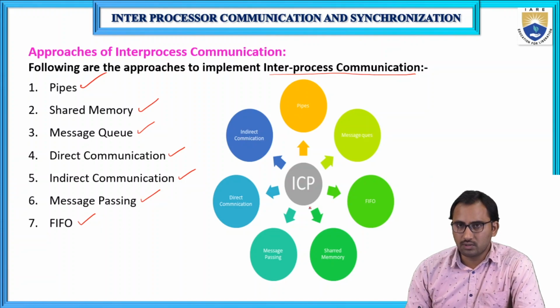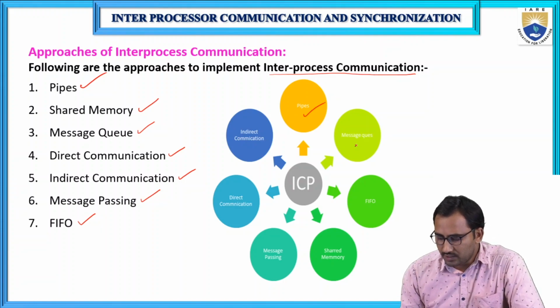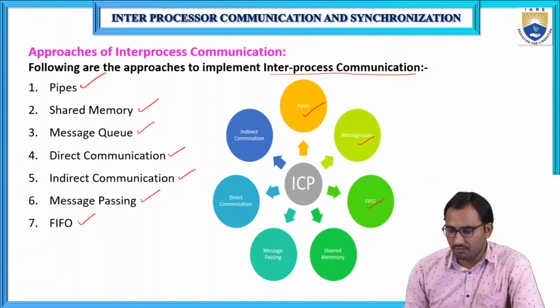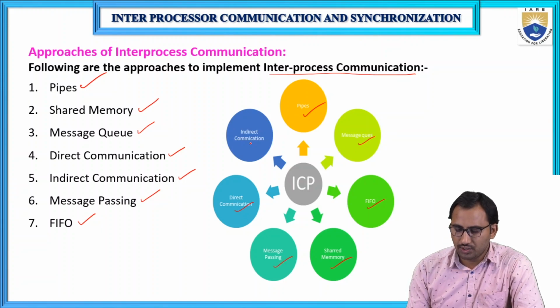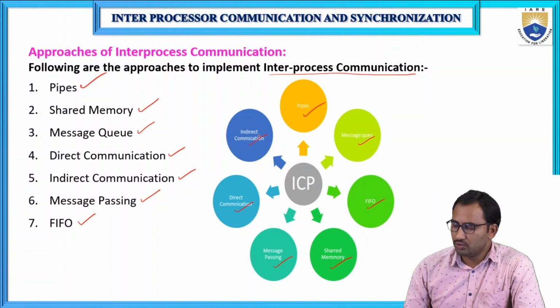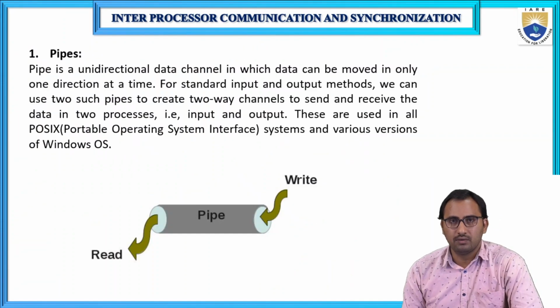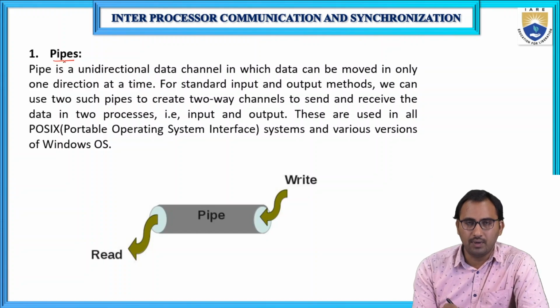So this is inter-process communication, and we are dividing it into pipes, message queues, first in first out, shared memory, message passing, direct communication, and indirect communication. Let's see one by one. First one is a pipe.